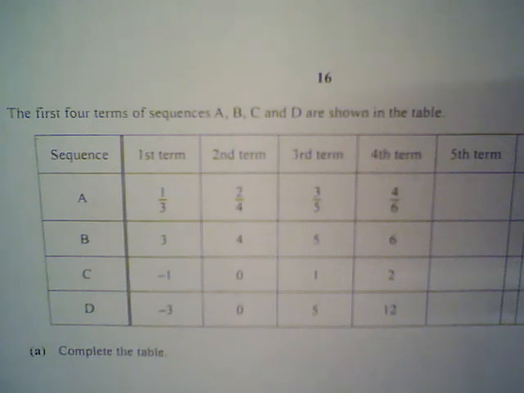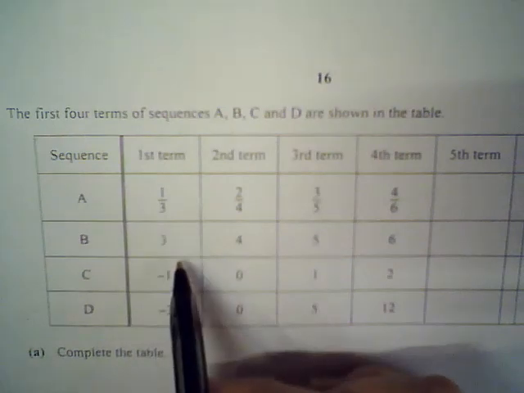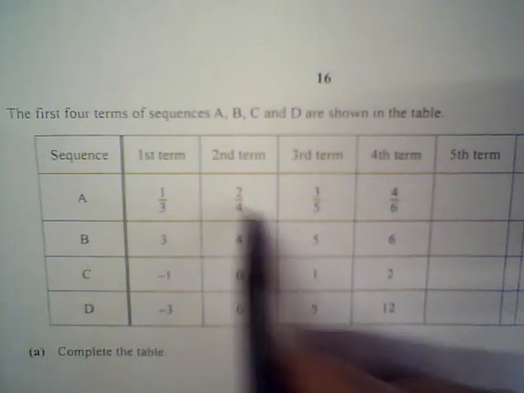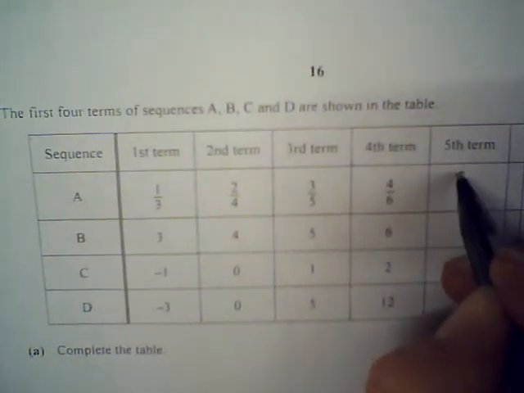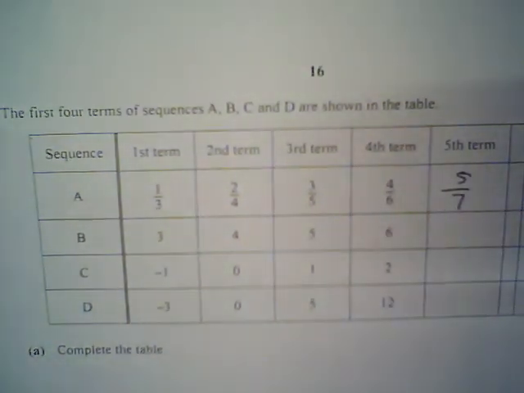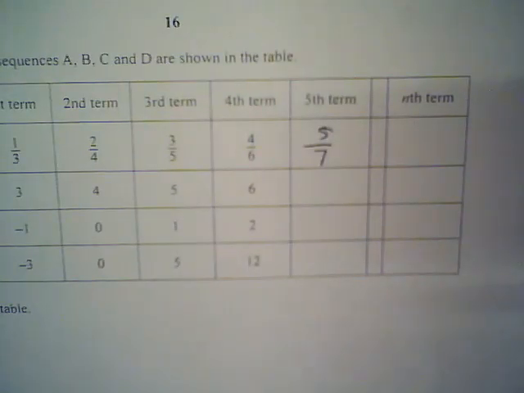Oh, there it is. Okay, just to save time, I've done the questions before the time, so that we don't waste valuable time on the internet. Okay, so let's have a look here. A: 1 2 3 4 3 4 5 6. So the term would be 5 over 7. We can see the nth term there. I probably need some paper there also to show you.